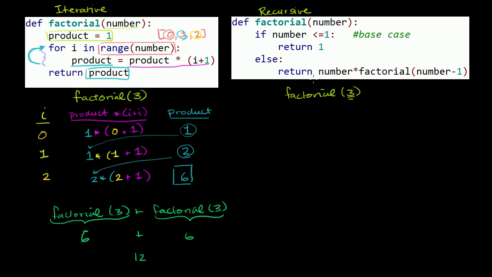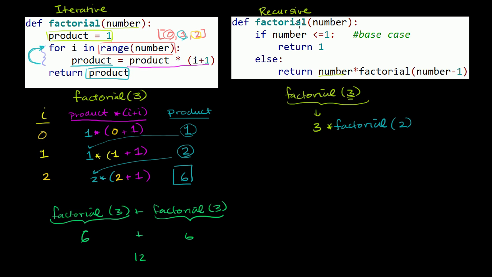So we're going to return number times factorial of all of this. So this is going to evaluate to number, which is 3. That's the argument we passed, times factorial of number minus 1. Well, number minus 1 is going to evaluate to 2. 3 minus 1 is 2. So times factorial of 2. Well, that's just another function call to factorial.